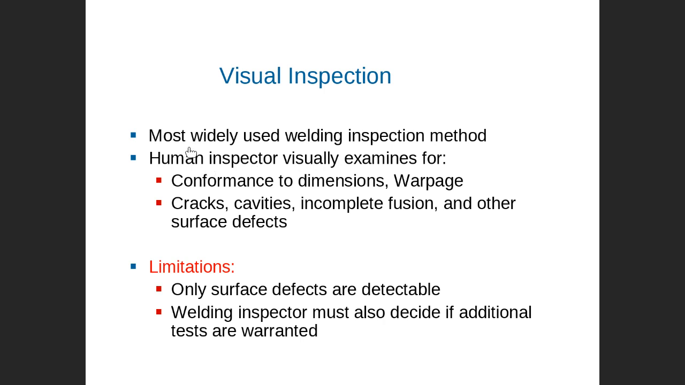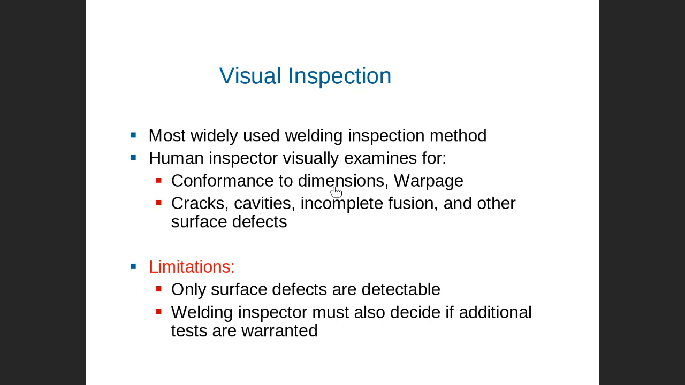Visual inspection, the technician can inspect by looking at the weld done. It is the most widely used welding inspection method. This is the first method, easy, first, human inspection visually. You look at whatever we discussed earlier: whether the fusion is completed, whether the weld profile is right, whether there are cavities or porosity on the surface. Whatever defects we described in previous slides, the technician checks visually.